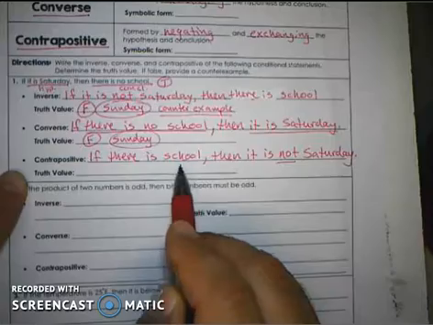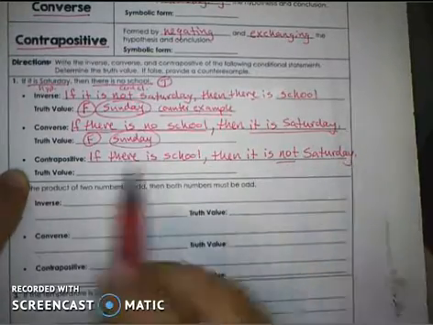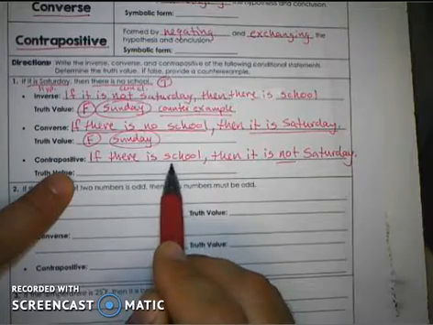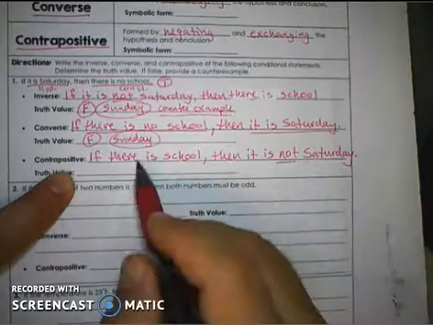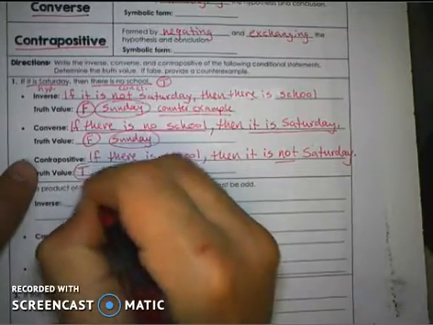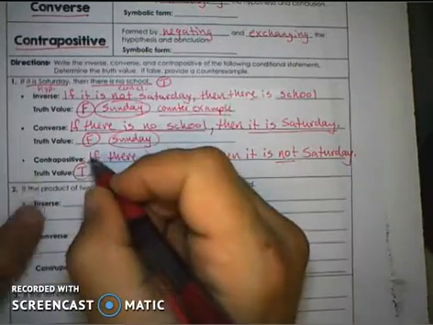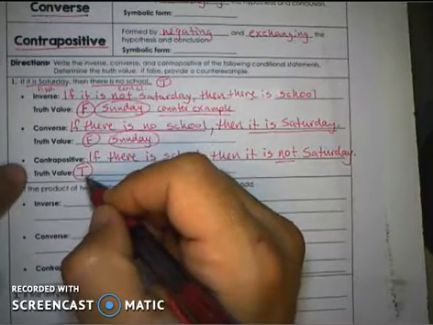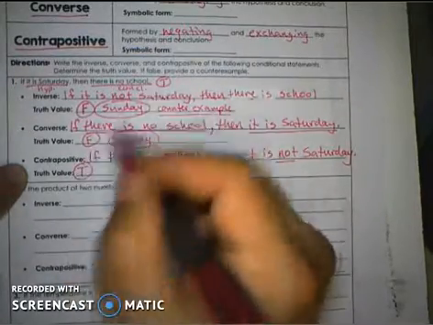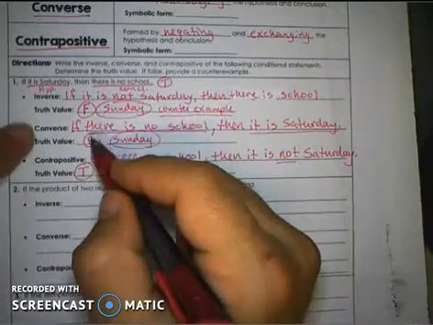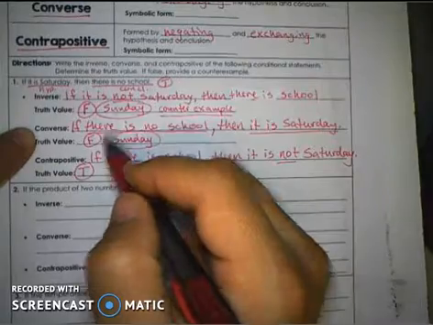It says if there is school, then it is not Saturday. So let's think about the days that there is school. Monday, Tuesday, Wednesday, Thursday, Friday. None of those are Saturday. So we can't come up with a counterexample for this one. So that is a true statement. And you will also notice that the original conditional statement and the contrapositive will always have the same truth value. If the original is true, the contrapositive will be true. If a statement is false, we need to be able to give a counterexample.